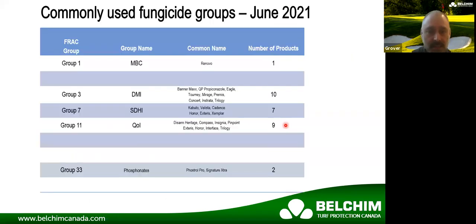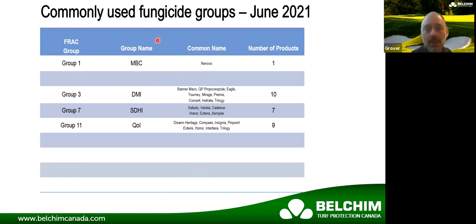Now, when we look at that list, taking out the contacts, it looks a little bit different. It's 5 groups left. This group down here, group 33, is the phosphonates, Fosrol Pro and Signature Extra, fantastic fungicides. However, they're probably better used preventatively than curatively. They do sometimes get recommended curatively, but it's typically in combination with another fungicide group. So what I'm really saying is, there's really going to be just 4 systemic groups left.